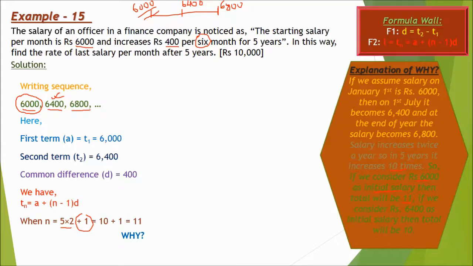If we consider 6,400 as the initial salary, there will be 10 terms. So it depends on you. If we consider 6,000 as the initial salary, the total will be 11. If we consider 6,400 as the initial salary, then it will be 10. Hope you understood this. Now T10 is equal to, we know the formula, and the value of n is T10. It must be T11. In 5 years, so T10 is written because it is 5 years.